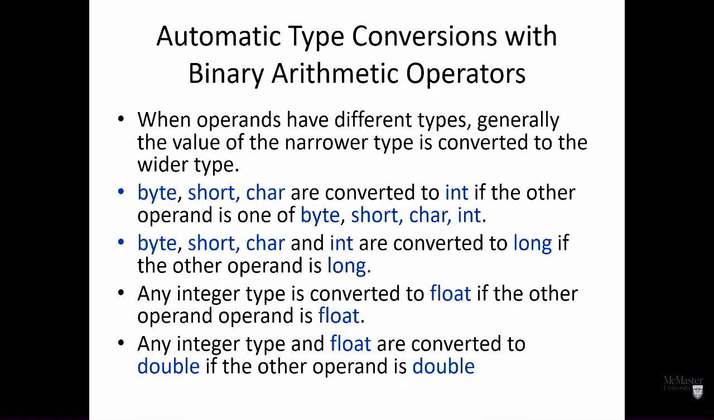And the other thing is any integer type and float are converted to double if the other operand is double. If you are adding int and float, the result is float. If you are adding float and double, the result is double.